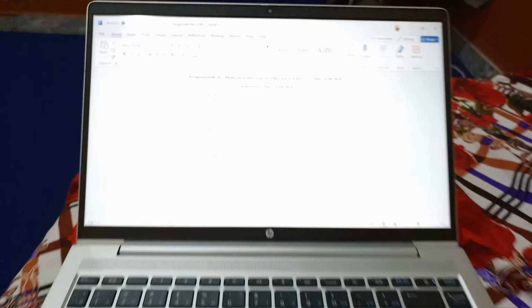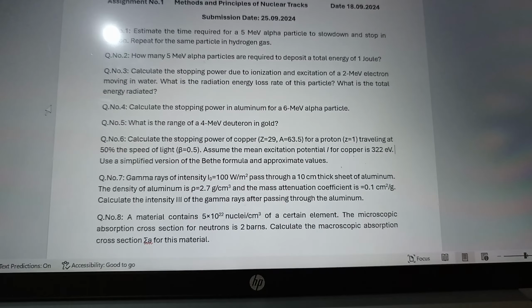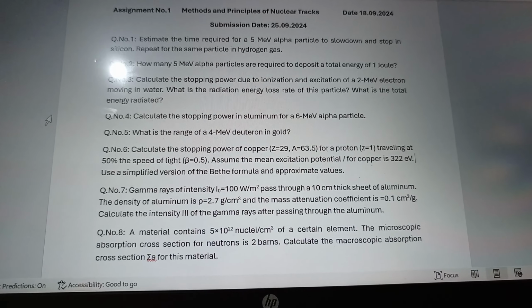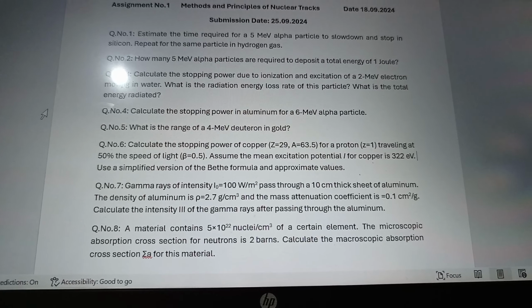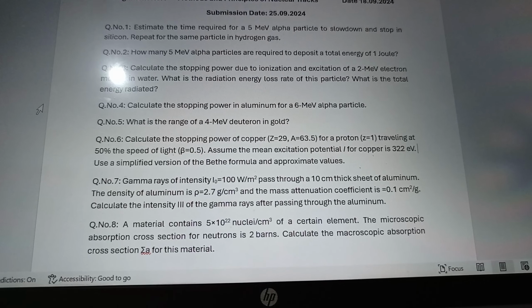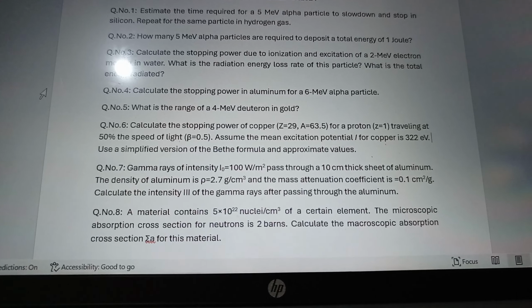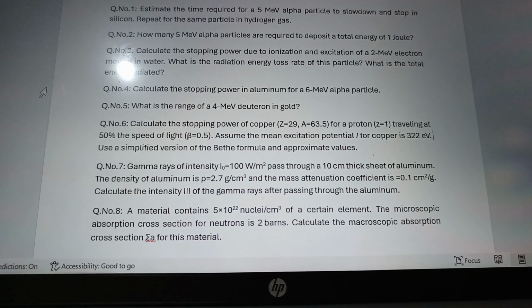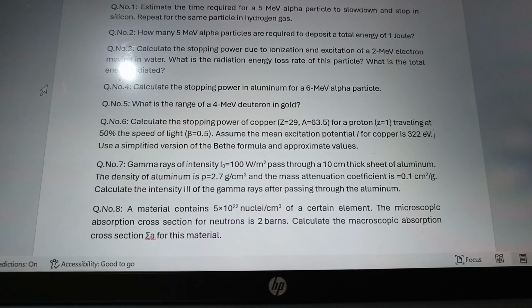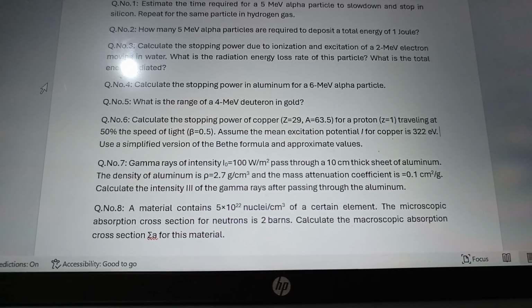So the last problem of our assignment number 1 is basically this: a material contains 5 multiplied by 10 raised to power 22 nuclei per centimeter cube. There is a material which contains 5 multiplied by 10 raised to power 22 nuclei per centimeter cube. The microscopic absorption cross section of the neutron is 2 barns. The microscopic absorption cross section is given, which is equal to 2 barns.